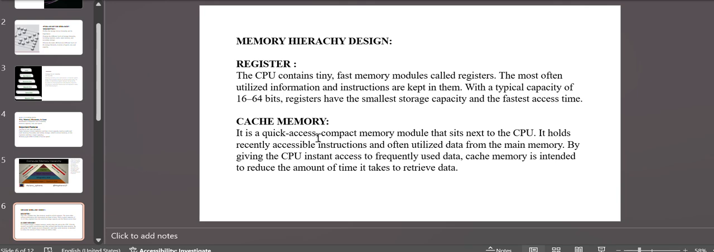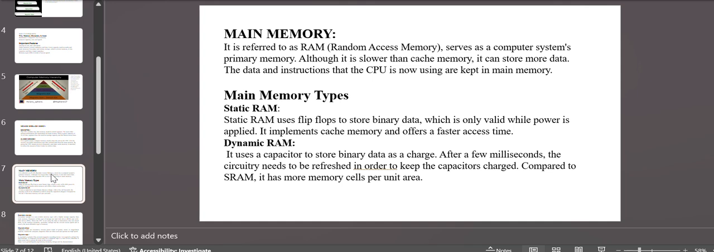And cache memory. It is a quick access compact memory module that sits next to the CPU. It holds recently accessed instructions and often utilized data from the main memory, giving the CPU instant access to frequently used data. Cache memory is intended to reduce the amount of time to retrieve the data. Next is main memory. It is referred to as RAM, random access memory, and serves as a computer system's primary memory. Although it is slower than cache memory, it can store more data. The data and instructions that the CPU is currently using are kept in the main memory.